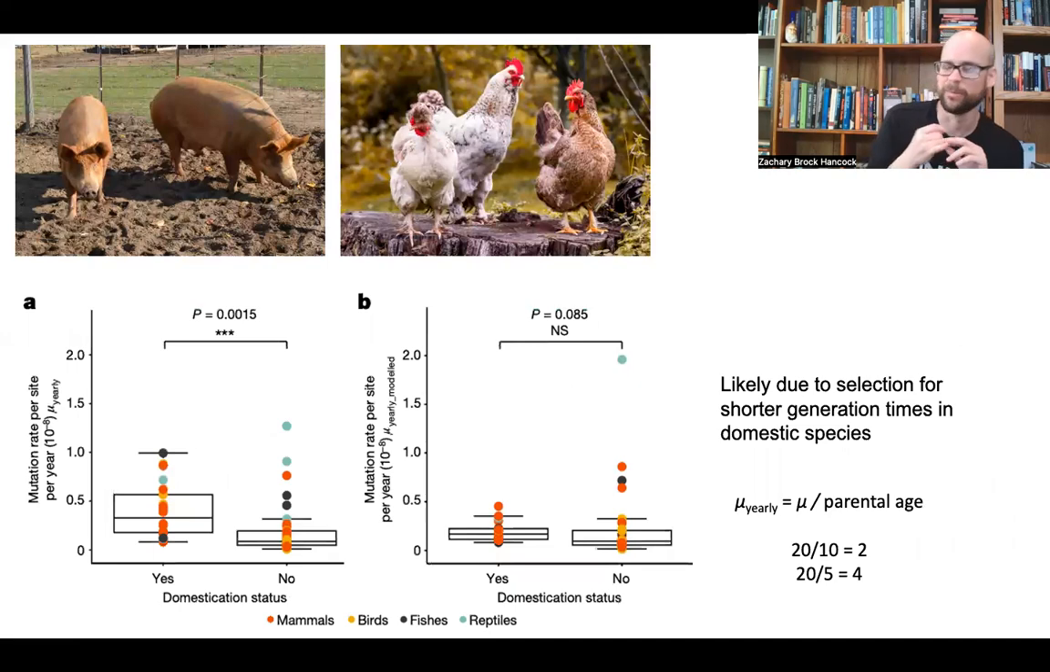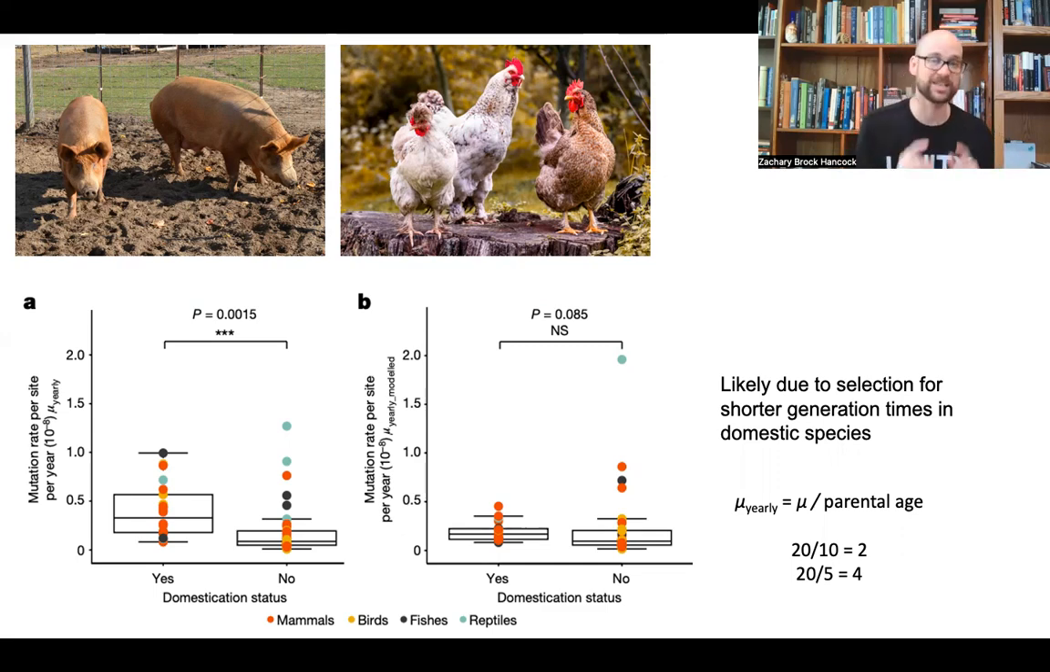Okay, lastly, they found initially a significant difference in the mutation rate between domestic organisms and wild organisms. So that's the first box plots here on the bottom left. But there's a very interesting thing that can emerge here. So oftentimes in domestic species, what humans have done is we've bred them to reproduce at younger ages, right? So we make them mature quicker. And so if you remember, the yearly mutation rate is the germline mutation rate divided by the parental age. So you can have the exact same germline mutation rate, but differences in parental age, and that can lead to a difference in the yearly mutation rate.